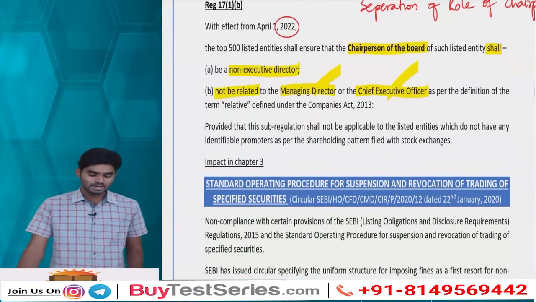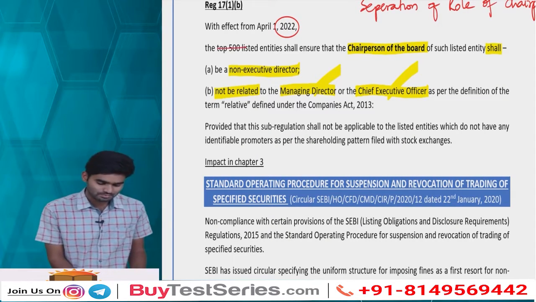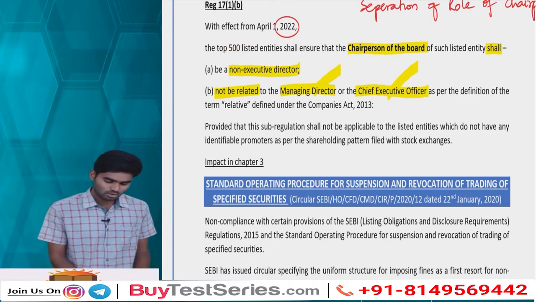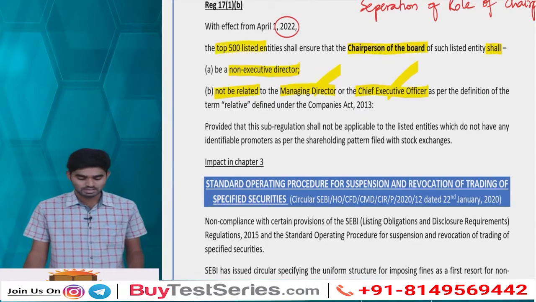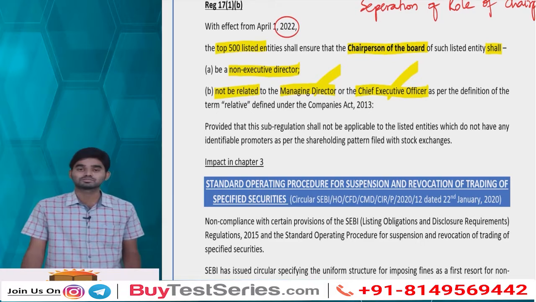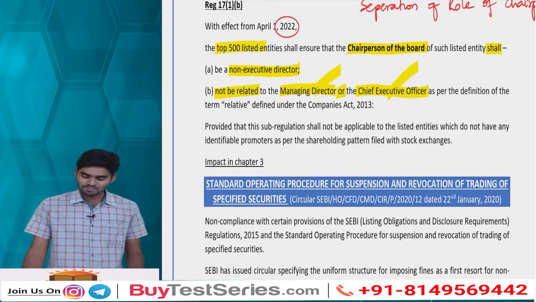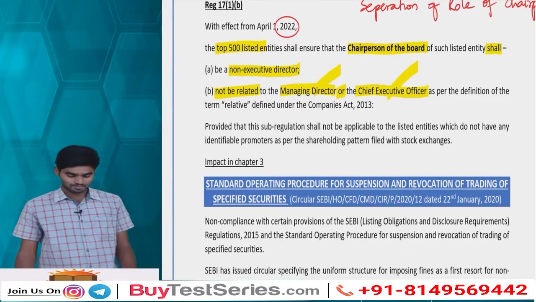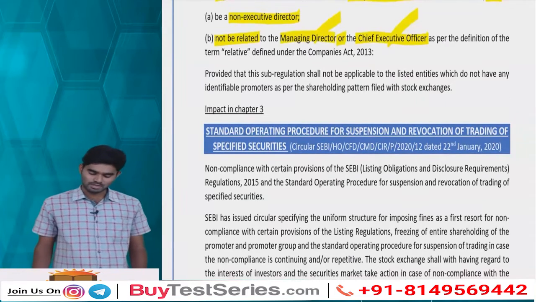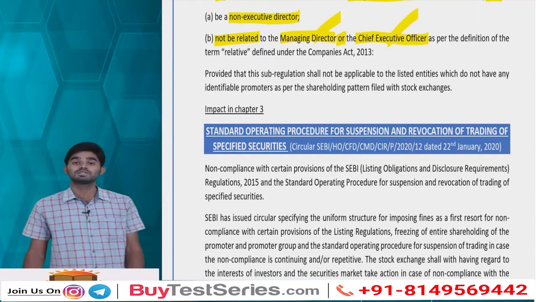Clear everyone? So what it says, with effect from April 1, 2022, the top 500 listed entities shall ensure that the chairperson of the board of such listed entities shall be a non-executive director, and he shall not be related to the managing director or CEO. So it is 'or', it is not 'and'. As per the definition of the term relative under the Companies Act, provided this regulation shall not be applicable to the listed entities which do not have any identifiable promoters as per the shareholding pattern filed with the stock exchanges.